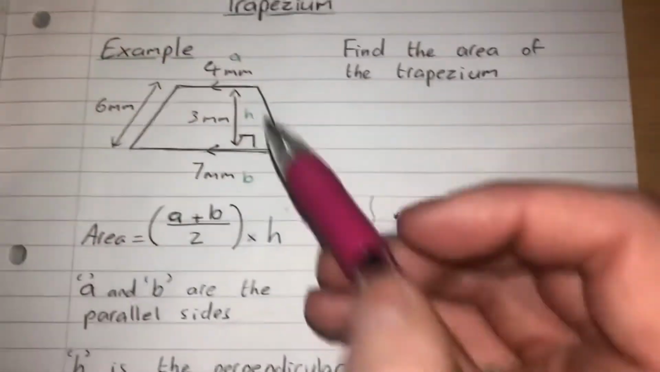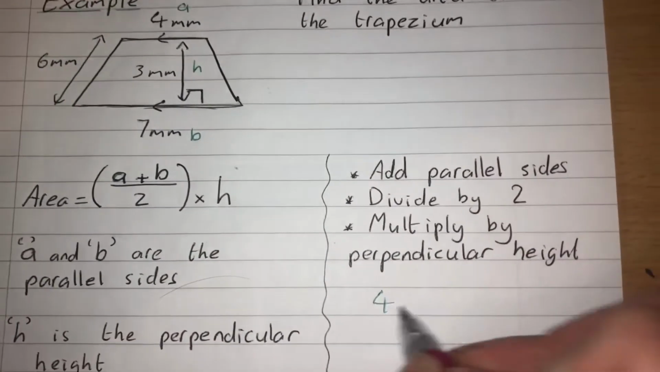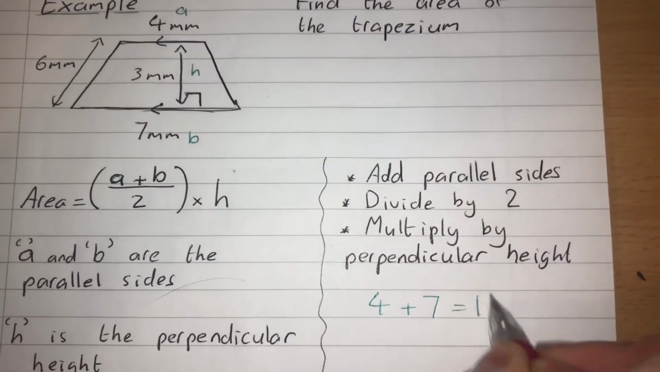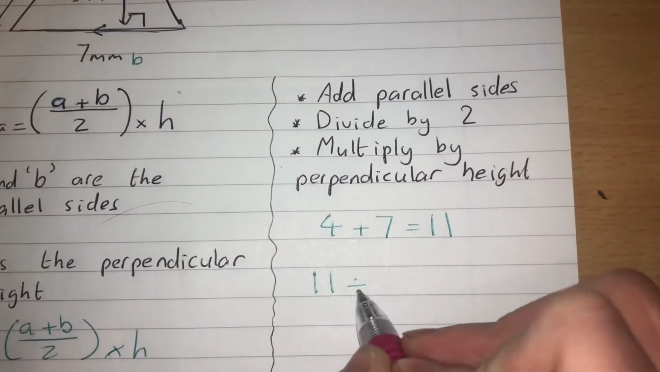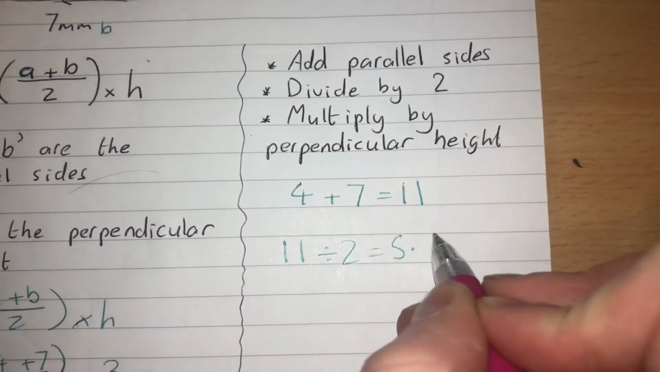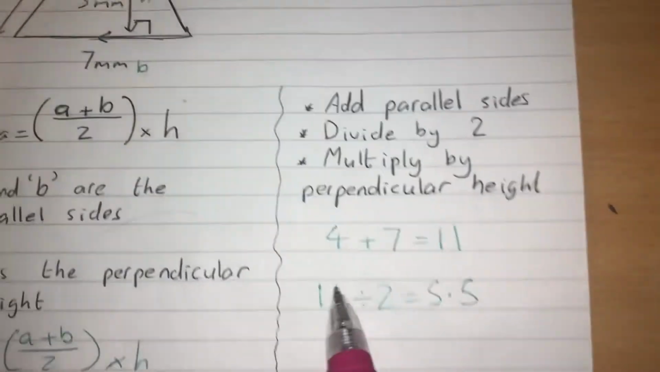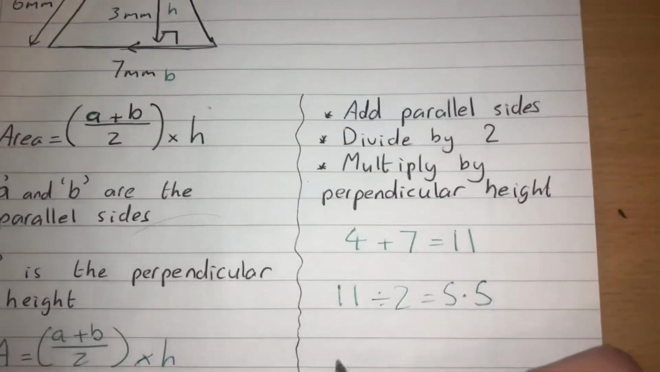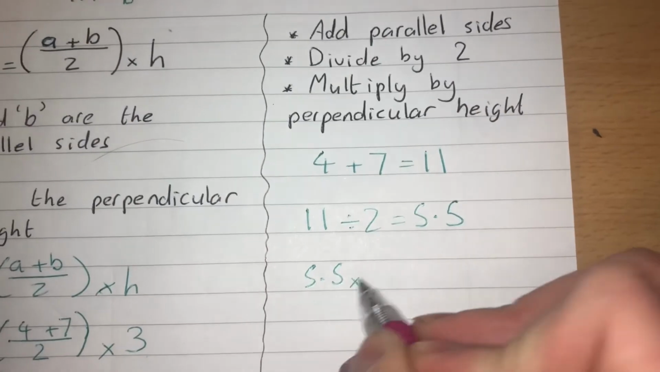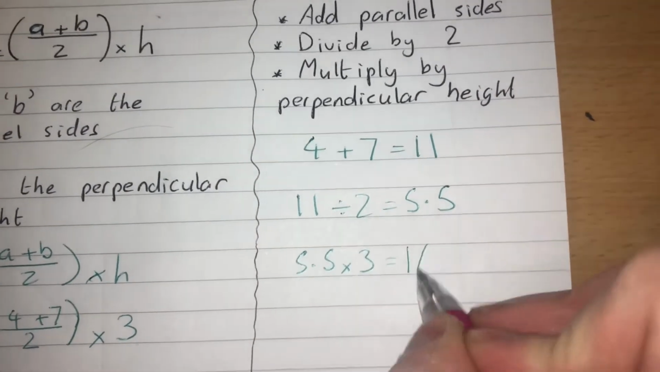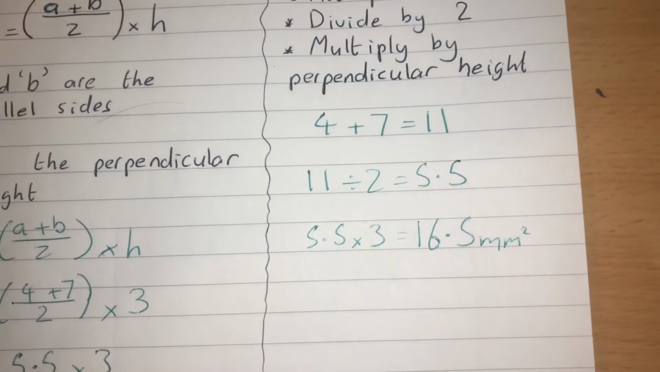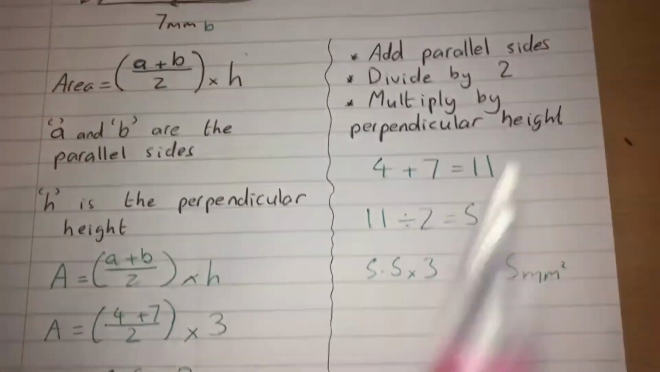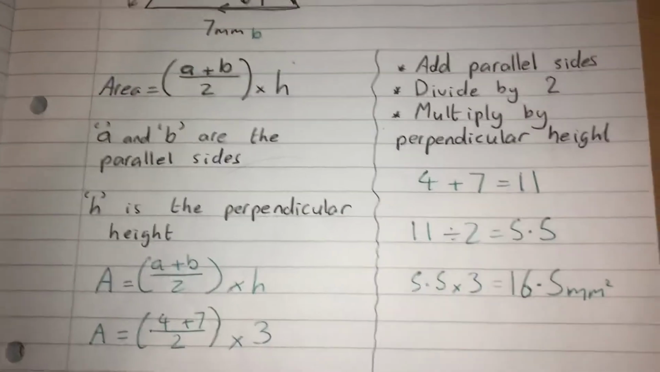So adding the parallel sides, 4 plus 7 equals 11. Then we're dividing by 2. So 11 divided by 2 equals 5.5. And then we're going to multiply by the perpendicular height, which is 3. 5.5 times 3, which again equals 16.5 millimeters squared. Okay? So that's the other way of just using the steps rather than the formula.